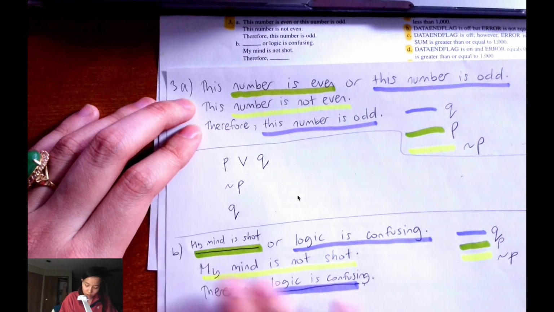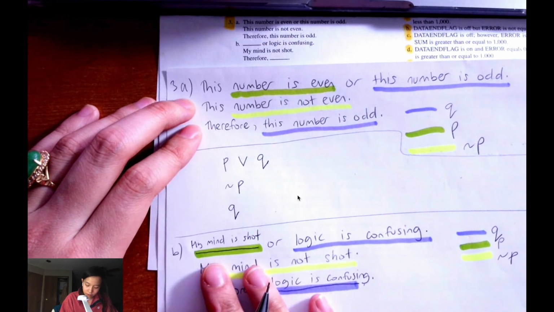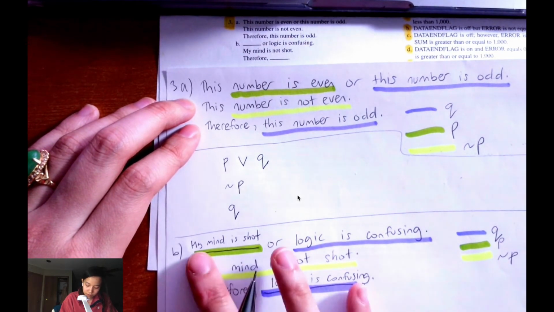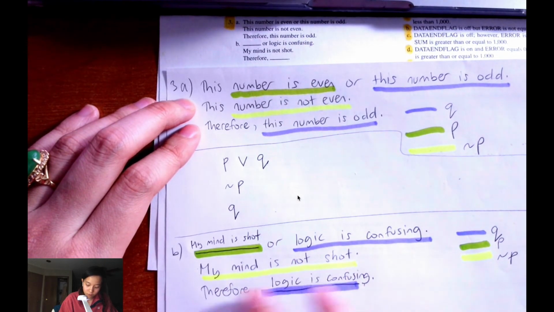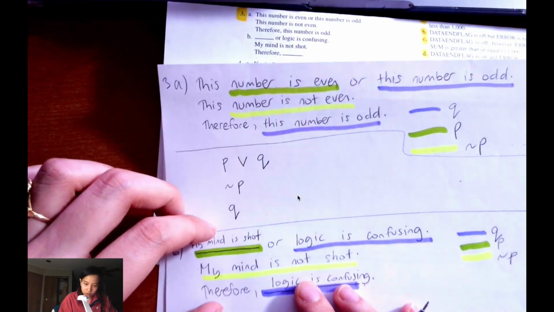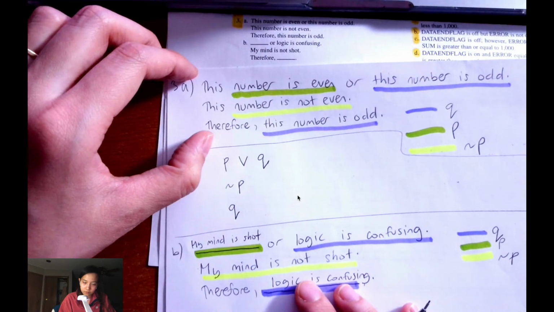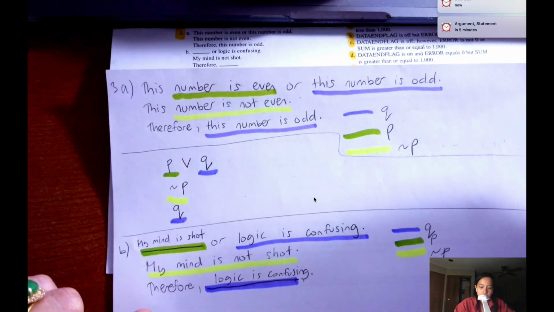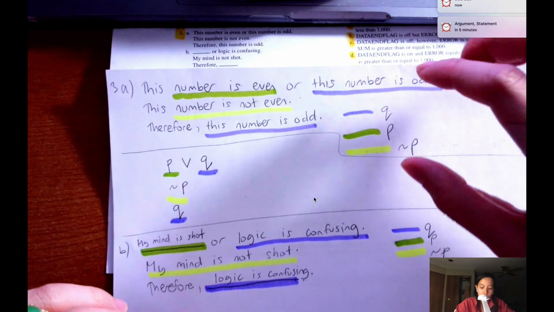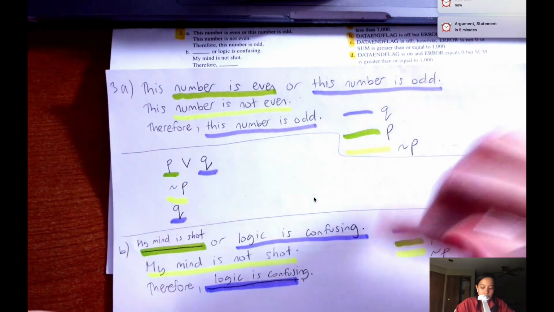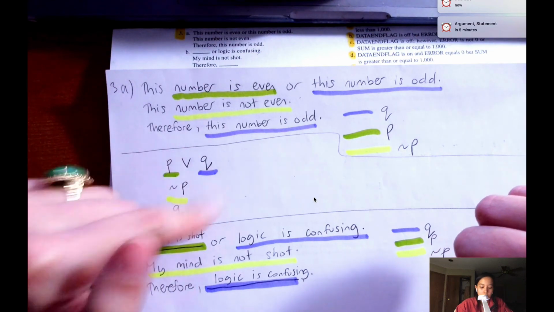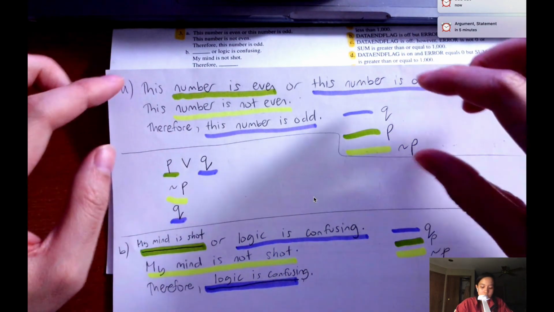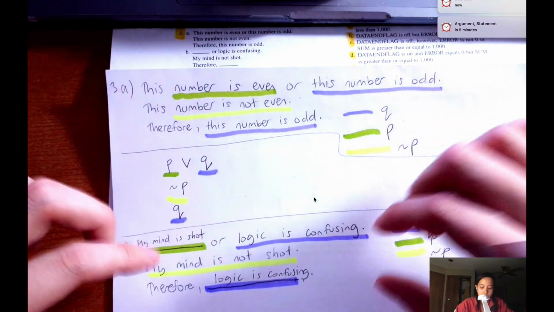So we filled in the blanks. Now the argument for B is my mind is shot or logic is confusing. My mind is not shot, therefore logic is confusing. And this argument has the same form as this argument. I also want to add that you can see the form of these two arguments by looking at the symbols by themselves. And I color-coded these so you can easily see that each of these forms are the same.